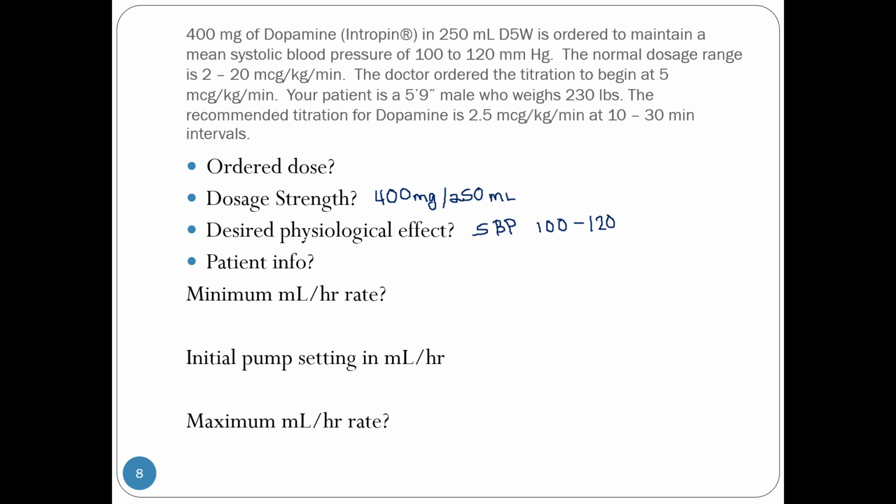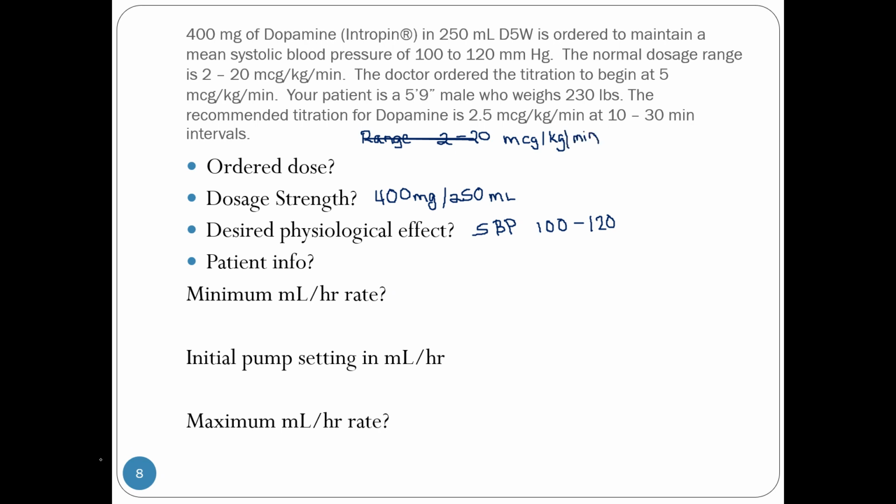Then it tells me the normal dosage range is 2 to 20 micrograms per kilogram per minute. So that is part of my order, and it is some of that math that I will use at some point. So I'm going to put it as part of my order that the range that I may adjust within is 2 to 20, and the labels on that are micrograms per kilogram per minute.